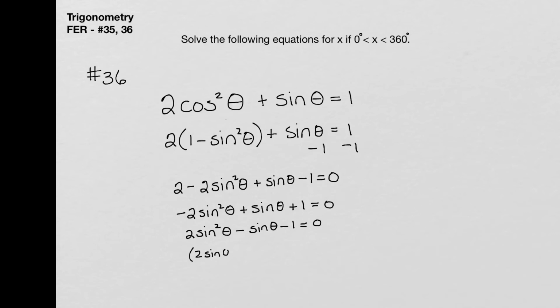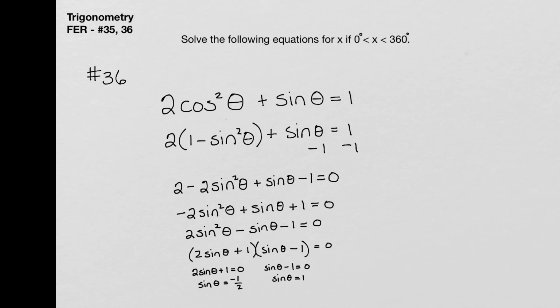This is 2 sine theta and sine theta. And we want this to turn out to be a negative sine theta in the middle. So it's 2 sine theta plus 1 times sine theta minus 1 equals 0. And now I can find my solutions. And here I have 2 sine theta plus 1 equals 0, which means that sine theta equals a negative 1/2. And sine theta minus 1 equals 0 means that sine theta equals a positive 1.